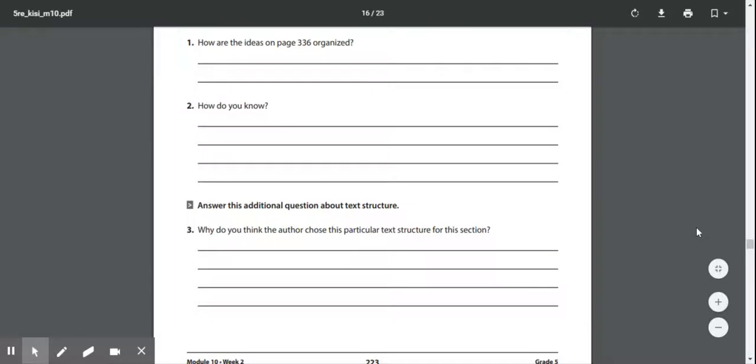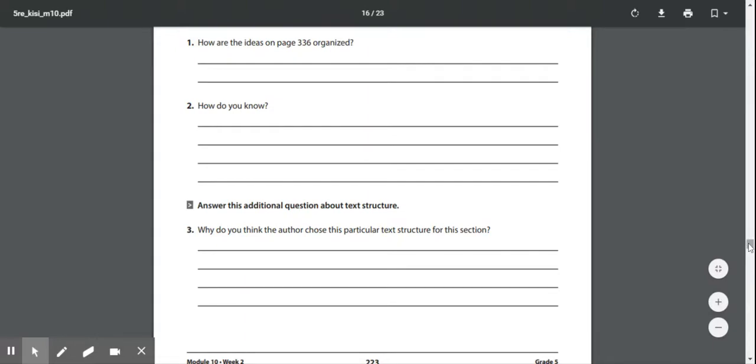So if you chose cause and effect, for example, number three is asking, why do you think the author chose to lay this out in cause and effect? Or if it was problem solution, why did the author decide to use a problem and a solution to present this information to you?